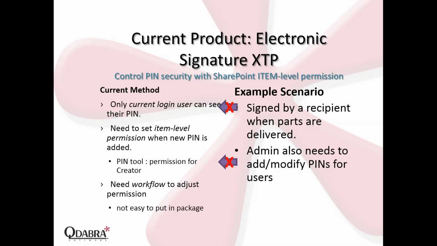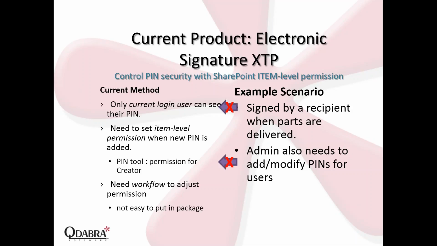We basically had a customer who had deliveries coming in, basically parts were being delivered, and they needed a way to sign for the parts on a tablet that the person delivering the parts was carrying. So this was not well suited for the electronic signature XTP that we provide, because it relies on SharePoint item level permissions and having the user logged into SharePoint and use a workflow to adjust the permissions.